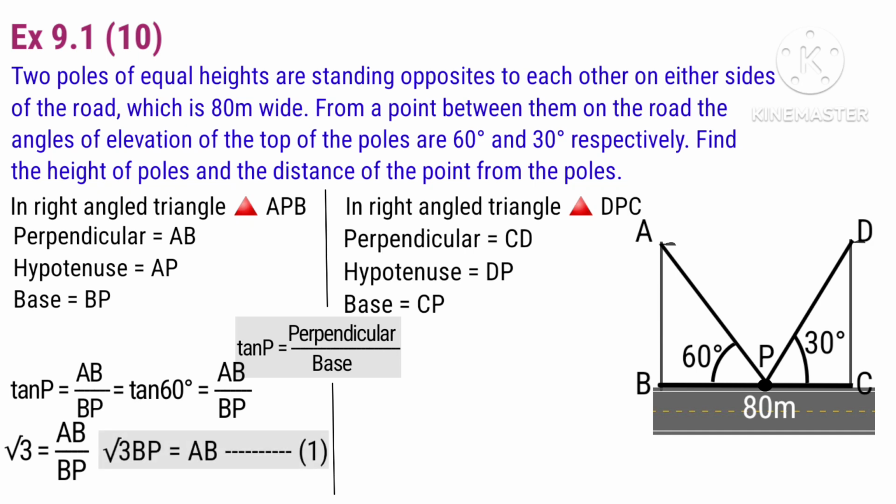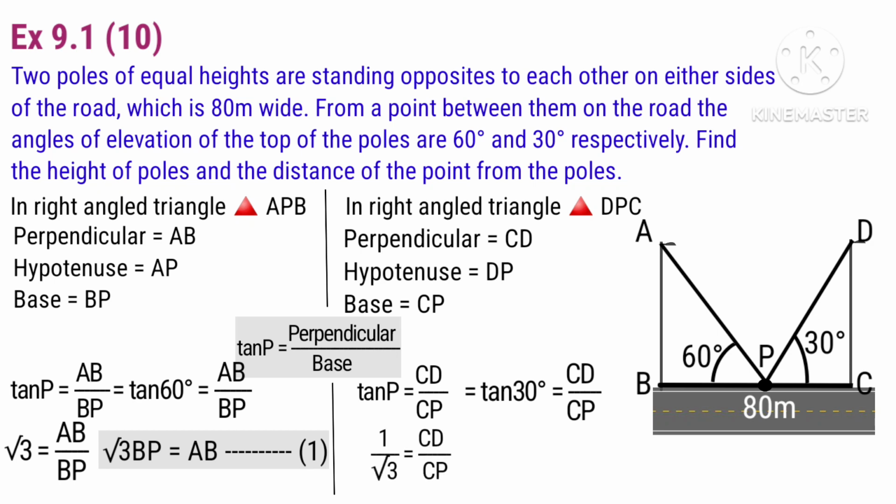So now we see for next right angle triangle, that is DPC. So here tan P is equal to perpendicular divided by base. So here tan P is 30 degrees. So here tan 30 degree is equal to CD divided by CP. So that is tan 30 degree oda value is 1 divided by square root of 3. So we'll get 1 divided by square root of 3 is equal to CD divided by CP. So that is CP divided by square root of 3 is equal to CD. This is equation number 2.